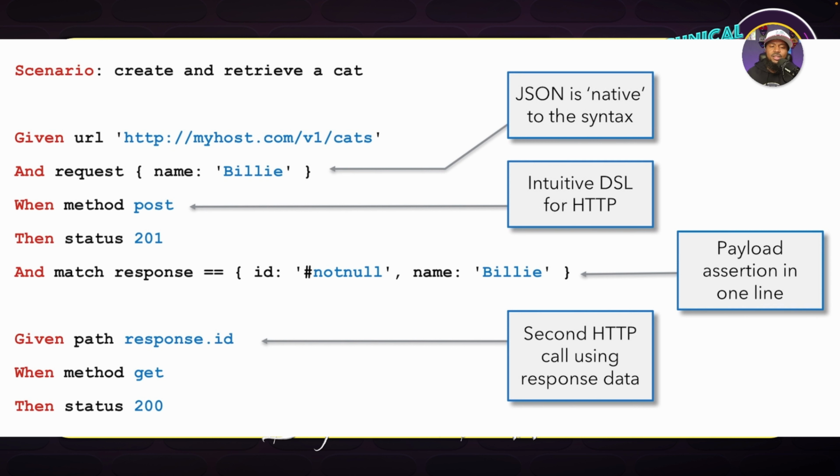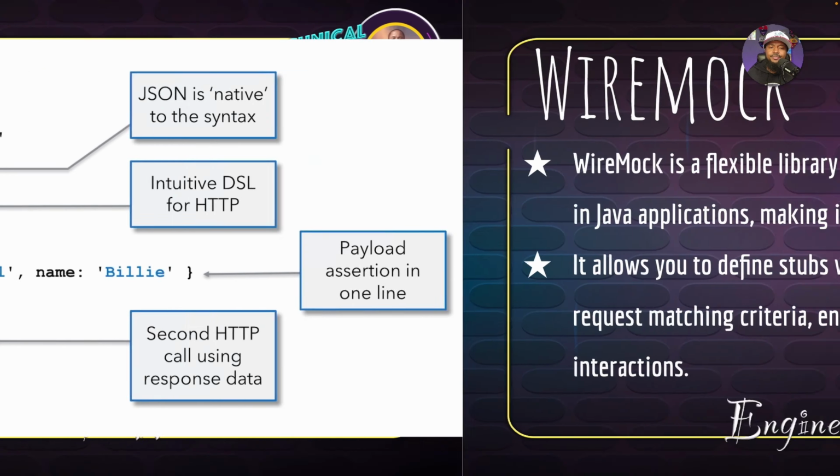And then you can continue with, given the path of the response ID, so the ID for when you submitted Billy, you should make a request to that, and then you should get the status code of 200. So pretty cool. Maybe we'll dive into Karate at some point. It is a cool way to automate API testing. So that we'll keep on the docket as well.